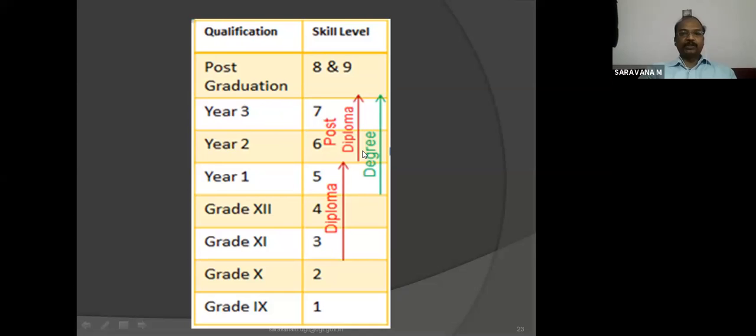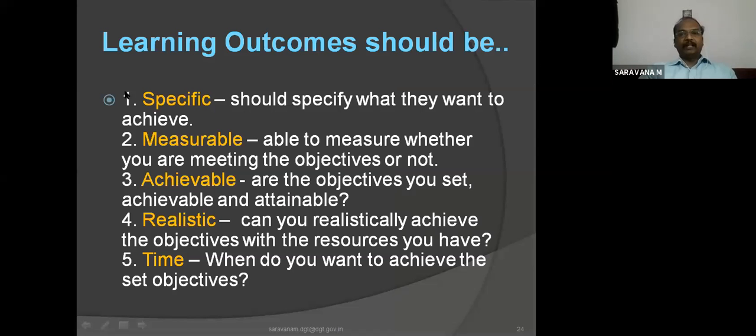Even levels 1 to 3 are a three-year degree course, and post graduation and all are level 8 and level 9, and level 10 may be research. So this is the comparison with our NSQF and college academic education.